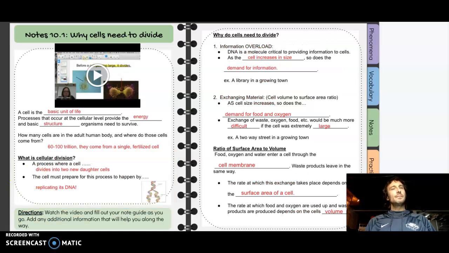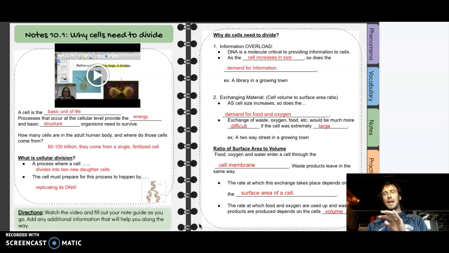Moving on then, to the why cells need to divide notes. I kind of indicated that already, but remember, cells are the basic unit of life, and that sounds like whatever. What does that mean, Mr. J? Well, it means a lot. It means that every single one of your cells has the capacity to be you if given the ability to divide. In other words, it has the directions to be you.